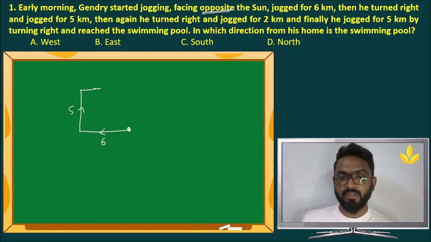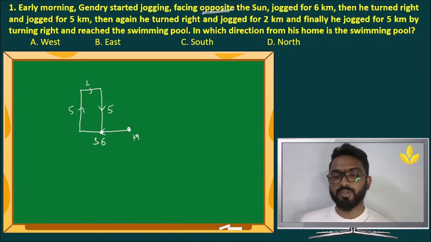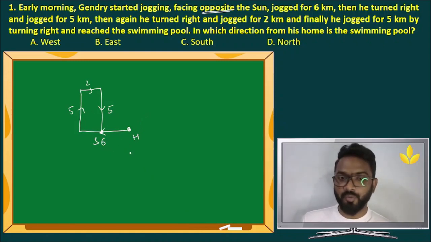The right is over here, jogged for 2. Finally he jogged for 5 by turning right. Right is downwards because he was facing the right hand side, so his right would be down there. Again 5 kilometers. He reached the swimming pool. This is the swimming pool, this is the home, suppose. Now, in which direction from his home is the swimming pool? From his home, we have this direction. What is this direction? Obviously west. Answer is A.